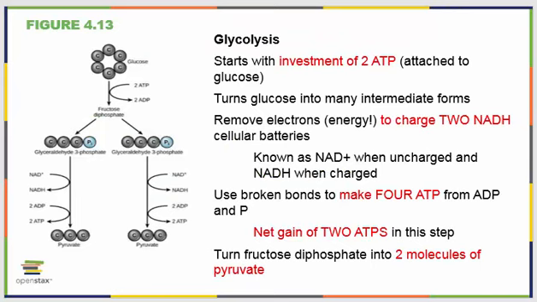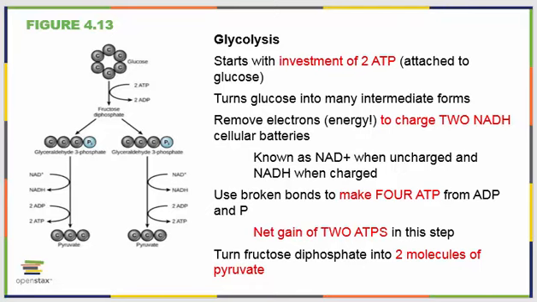So again, we're out in the cytoplasm at this point in time, and we start with one 6-carbon glucose molecule. We attach 2 different phosphates to it, which gives it the energy to break apart into smaller component pieces, and you end up with a lot of intermediate forms. We're just going to stick with the basics, ins and outs.